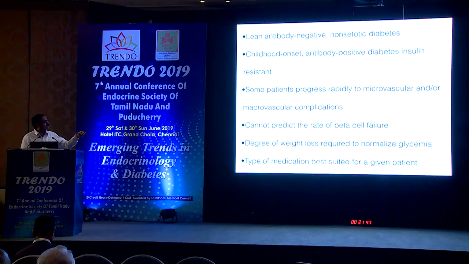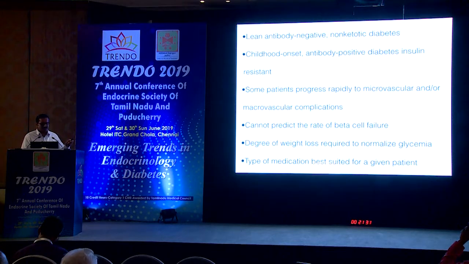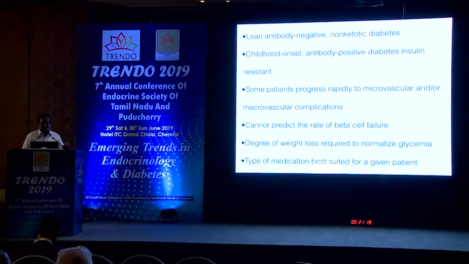We've all seen patients who have been lean, antibody negative, but they've not developed ketosis. They're doing pretty fine. You put them on tablets and they do well. You also have the childhood onset antibody positive diabetes, but they are quite insulin resistant. They require a high dose of insulin. They may need other tablets to also overcome some of the insulin resistance. We also know people who progress very rapidly with microvascular or macrovascular complications. On the contrary, we also see patients who have been doing well on a small dose of sulfonylurea for many years without any complications.